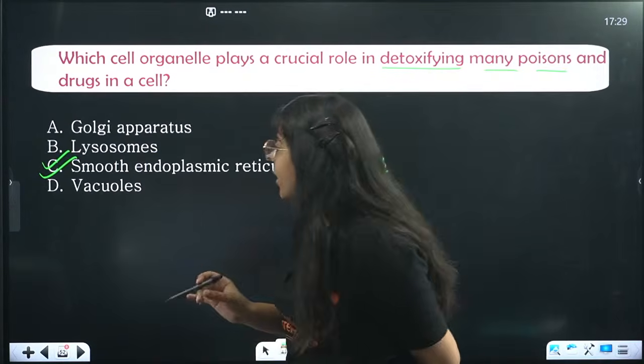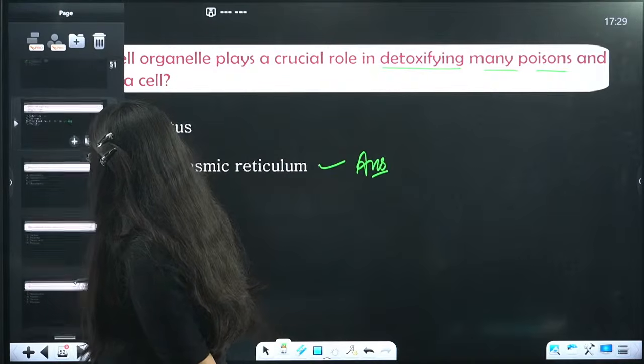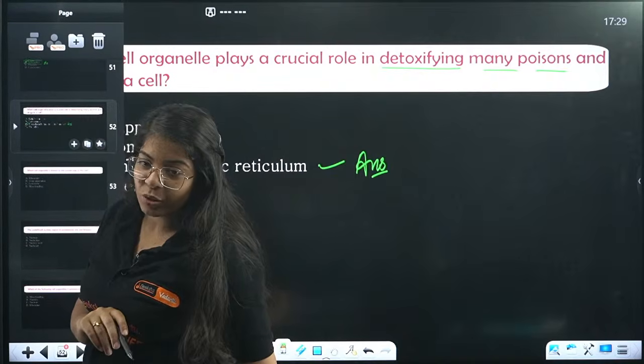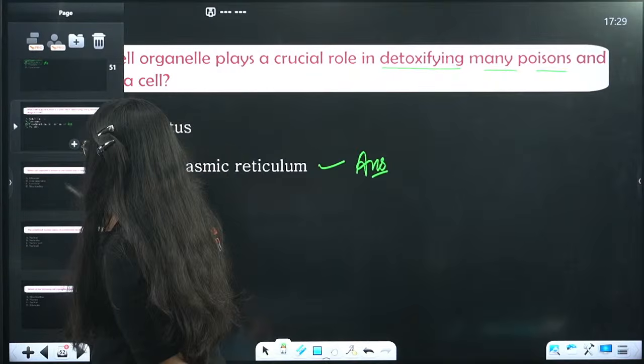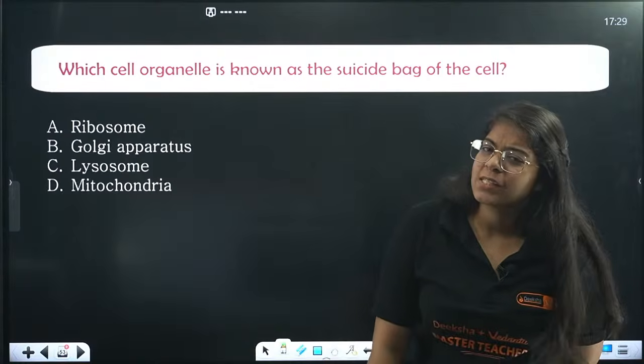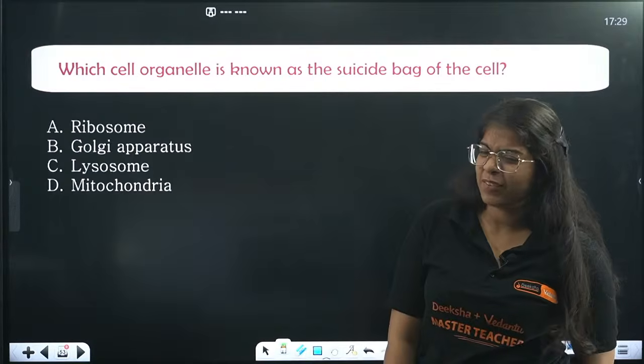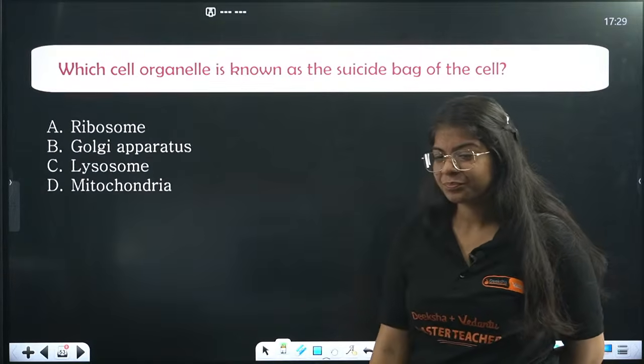Okay, next question, everyone. Next question we have, which cell organelle is known as the suicide bag of the cell? Now this is very easy. This is very easy.